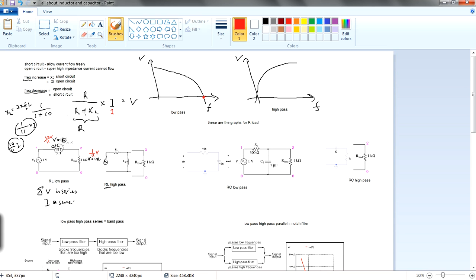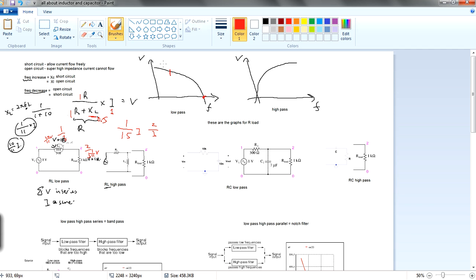Now if your frequency is much lower, in this case maybe R is 1 and XL is like 0.5, because XL is dependent on the frequency. So if the frequency is lower, XL will be lower, so this one is 0.5. So it's 1 over 1.5 I, which is about 2/3. So your R load itself is now 2/3, and your inductor will take out 1/3 of the voltage.